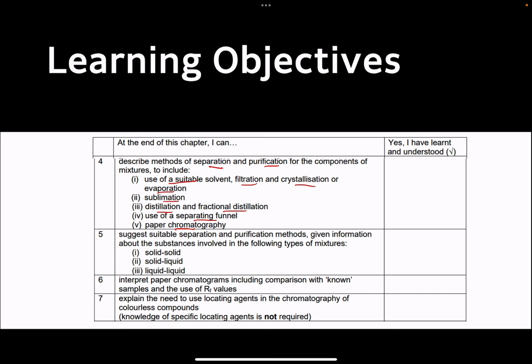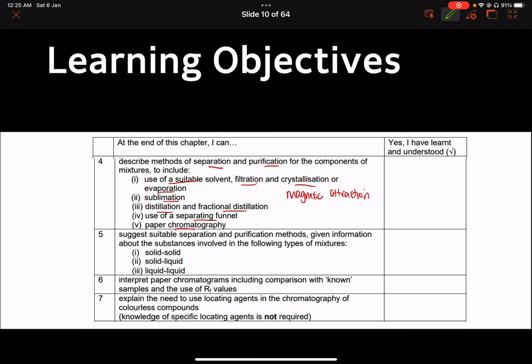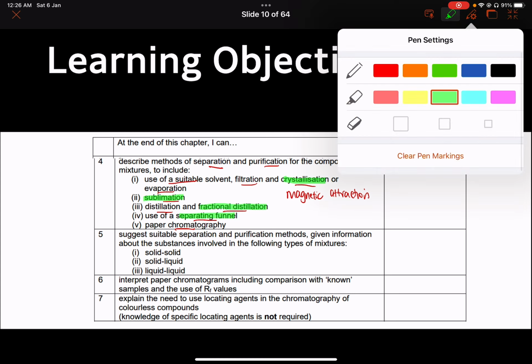I can even add in another one, which is magnetic attraction, although it's not stipulated in the syllabus. If I were to highlight the techniques that you have not learned in Sec 1, I would say fractional distillation, separating funnel, sublimation would be those that have not been covered, and maybe crystallization has not been covered in Sec 1. All right, so let's move on.